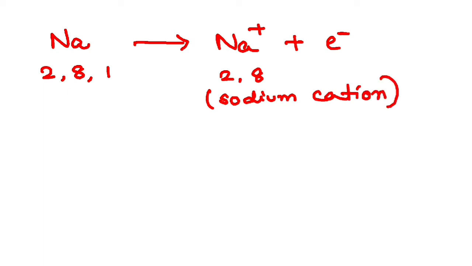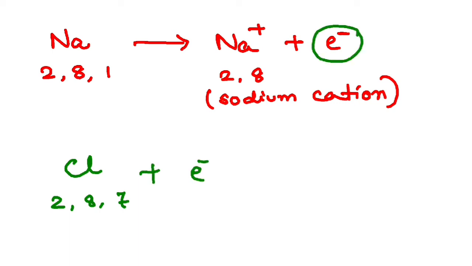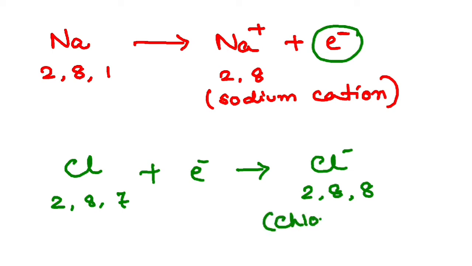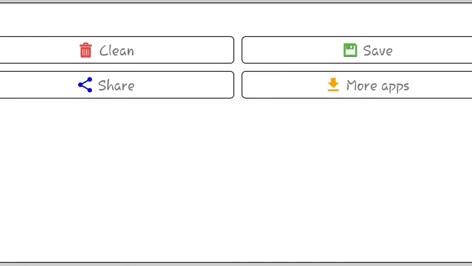Now what will happen to the chlorine side? Chlorine is initially 2, 8, 7, and it will take this electron released by sodium and it will become Cl. Taking the electron, it is negative, so it will become Cl minus. Its configuration becomes 2, 8, 8. And this will be chloride ion, anion, chloride anion. Clear? So we have Na plus and Cl minus. Na plus is sodium cation, Cl minus is the chloride anion.